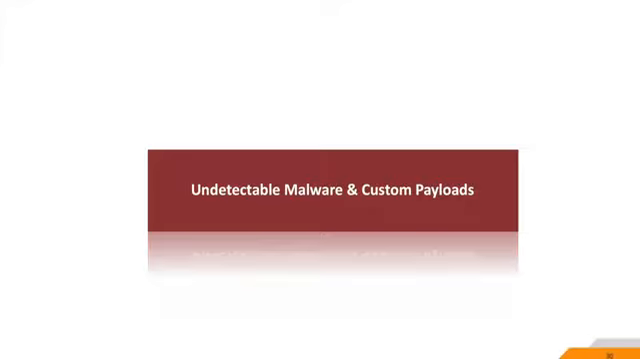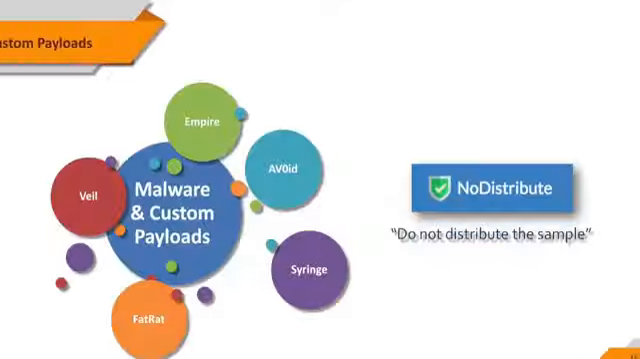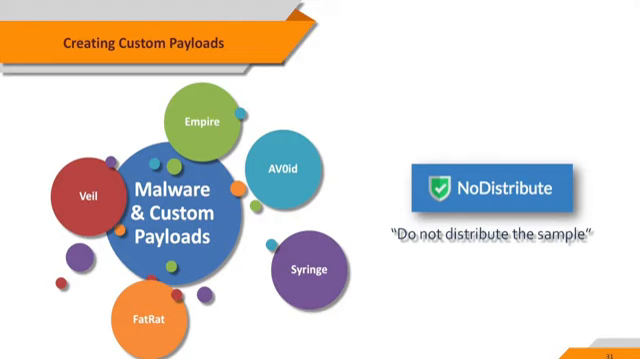Creating custom payloads. The payloads of well-known frameworks such as Metasploit are easily recognized by the security systems. The best way to avoid this is to create your own payload. There are open source and free tools to create your own malware and payloads such as Veil, Avoid with a 0 instead of an O, Syringe, Fat Rat, and Empire.